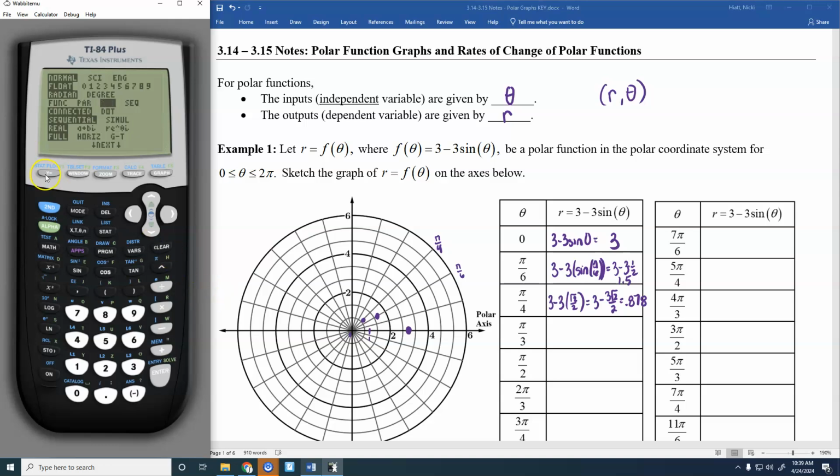And now, when you go to y equals, it doesn't say y equals anymore. It says R1, R2, R3, R4. And notice that button we use for X all the time, we just always call it the X button.